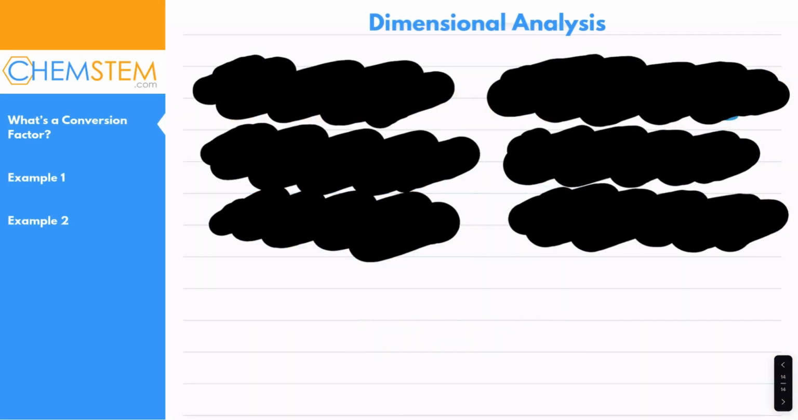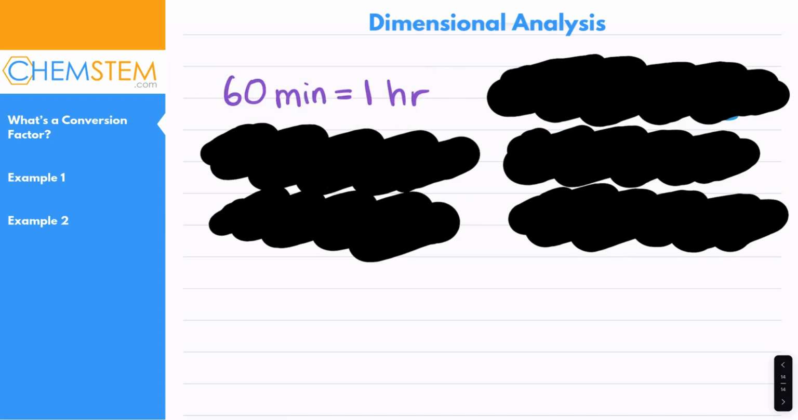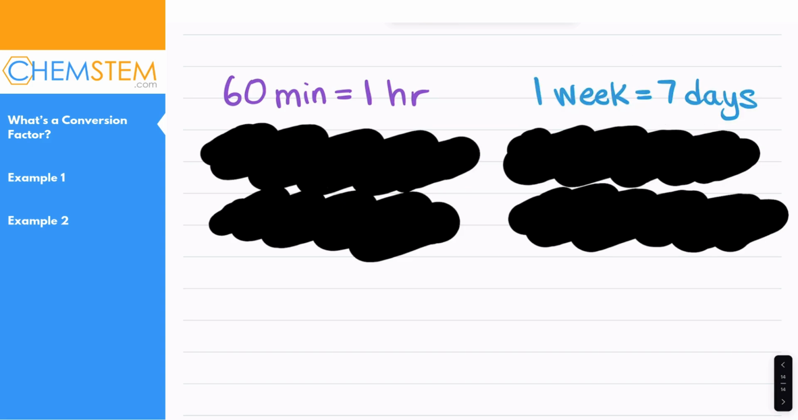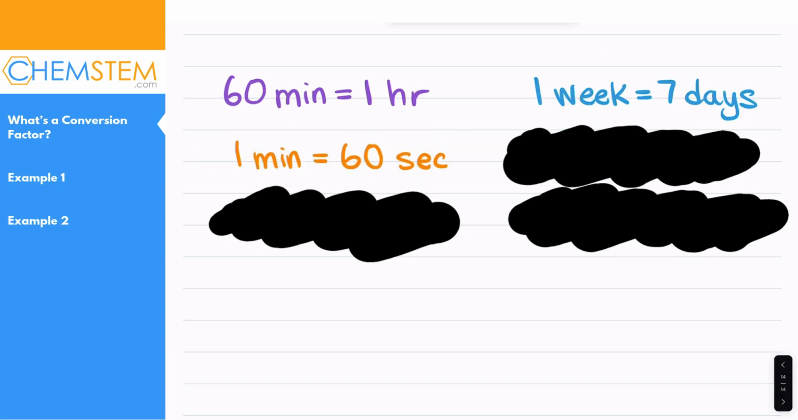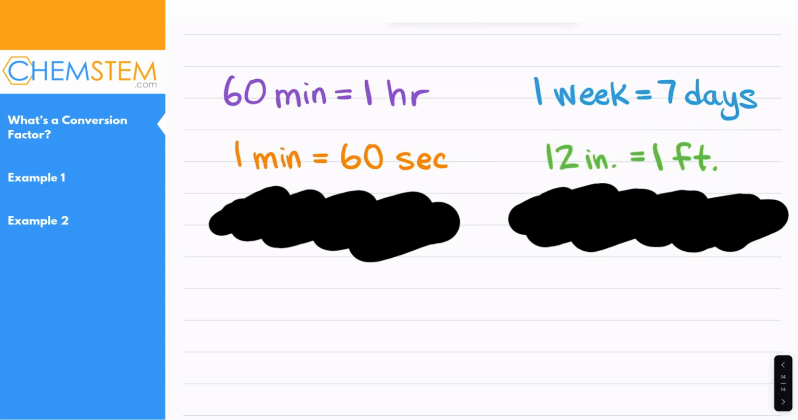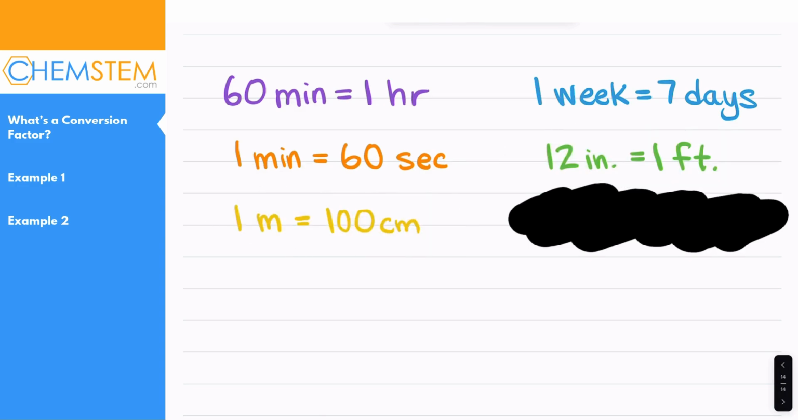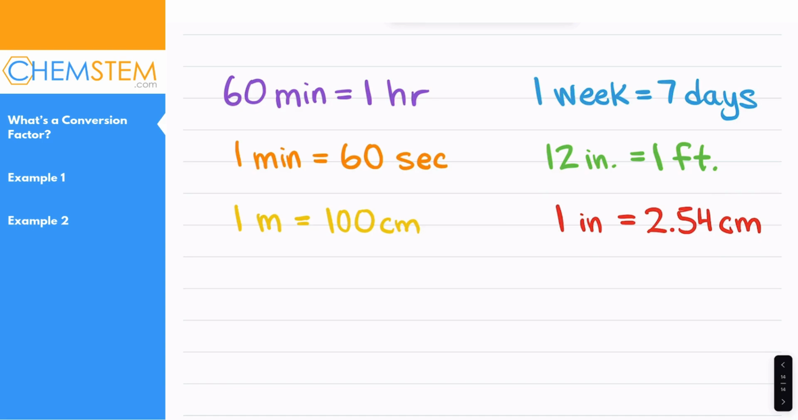If you're learning about dimensional analysis, you have to learn first what a conversion factor is. But trust me on this, you already know what they are. For example, you know that 1 hour is equal to 60 minutes, or 60 minutes is equal to 1 hour. You already know that 1 week is equal to 7 days, or 60 seconds is equal to 1 minute, or 12 inches is equal to 1 foot, or maybe you know that 1 meter is equal to 100 centimeters, or 1 inch is equal to 2.54 centimeters. Okay, you might not know that one if you're just starting out, but these are all examples of conversion factors.